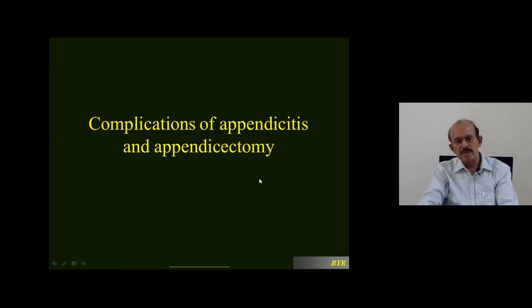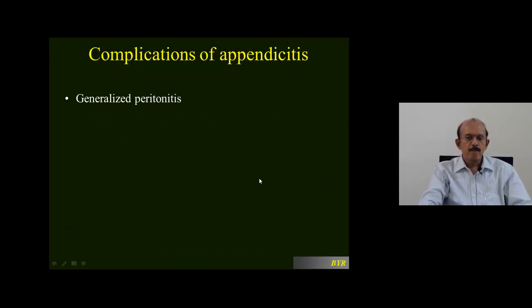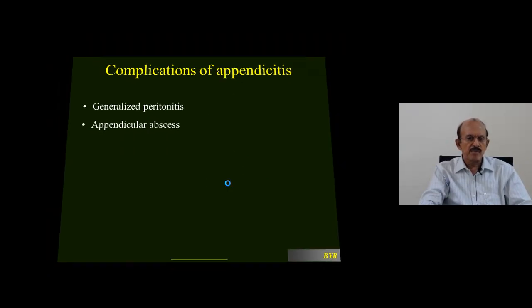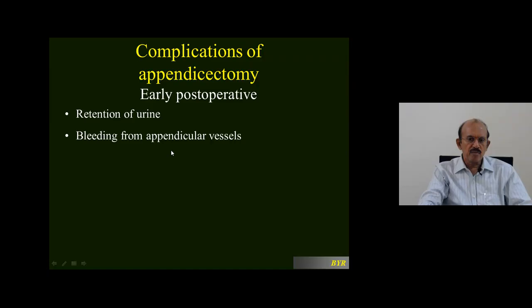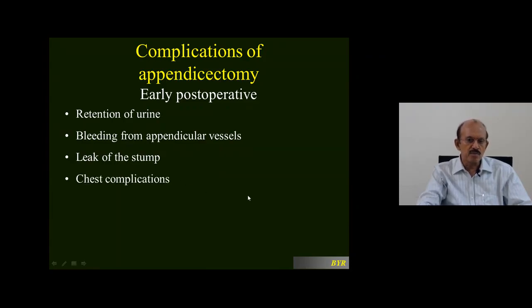Complications of appendicitis and appendectomy operation. Complications of appendicitis, we have seen: generalized peritonitis is the major complication, then appendicular abscess. Complications of appendectomy operation. Early postoperative complications: retention of urine, bleeding from appendicular vessels. If you have not put a ligature correctly or if there is slippage of ligature, there will be bleeding. Then leak of the stump. If the ligature you put at the appendicular base slips, then there may be leakage of the stump.